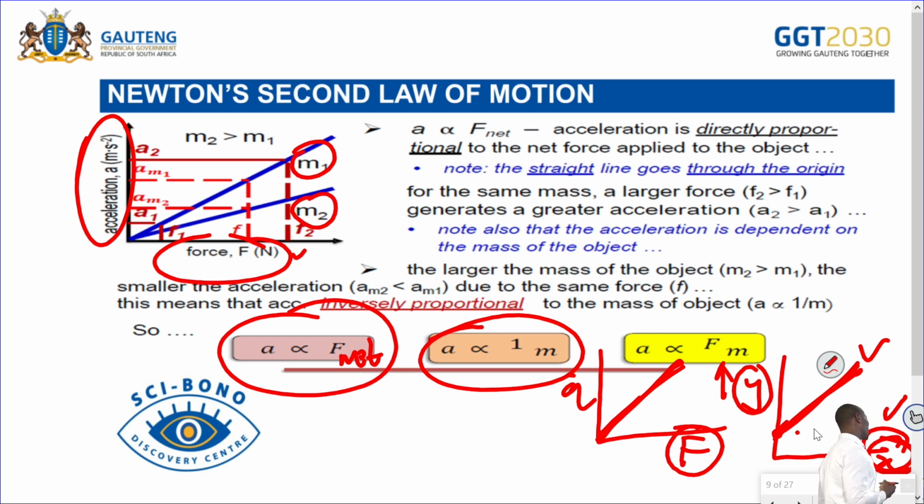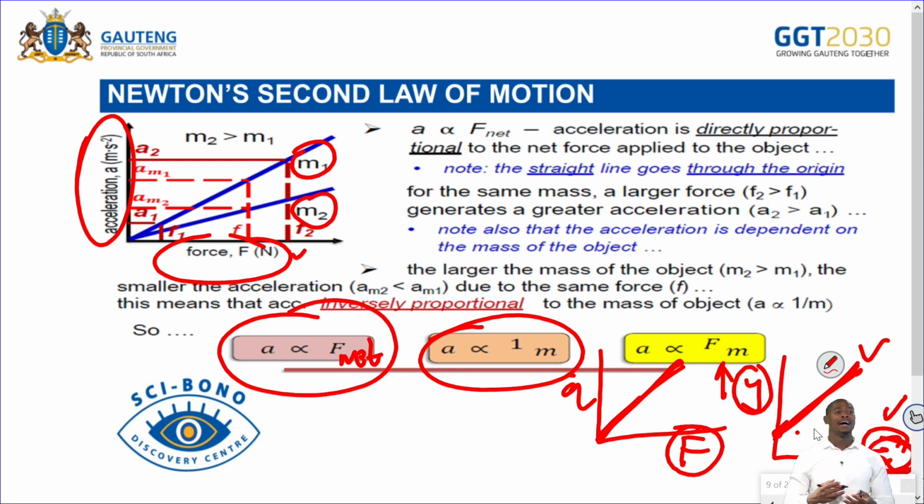Okay, so now let's look at those two graphs representing the two objects of different masses. For both graphs, there's a direct proportionality between acceleration and the force. If they ask you to give the dependent variable, you will say it's acceleration. The independent variable, which is along your horizontal axis, will be the force.